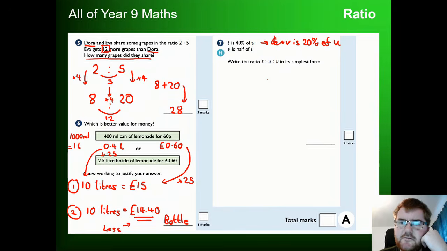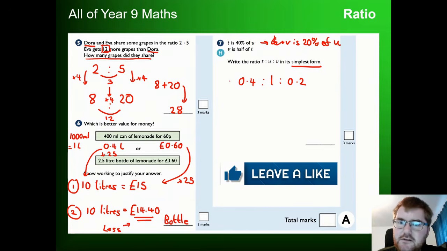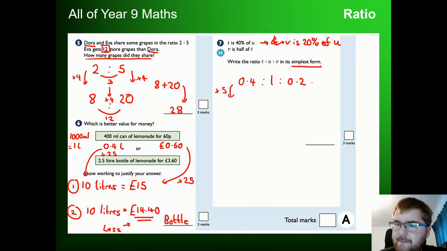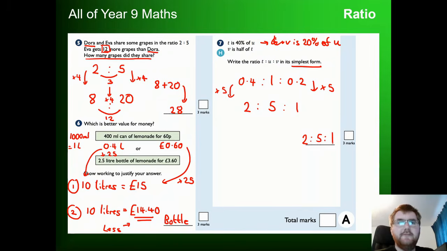So if we write everything in terms of U, if U is our base value, so to speak, our one in the middle, then T is 40% of it, which is 0.4, and then V, which is half of T, is half of that value, which is 0.2. Now it's not in its simplest form at this point, so we need to make sure all the numbers are integers, and the way we can do that is to times everything by 5. You could do it by 10 and then simplify. So 0.4 times 5 is equal to 2, 1 times 5 is 5, 0.2 times 5 is equal to 1. So we get our final ratio here of 2 to 5 to 1.